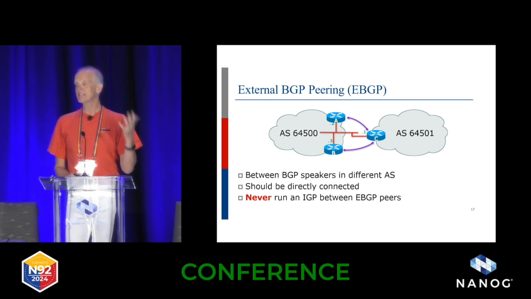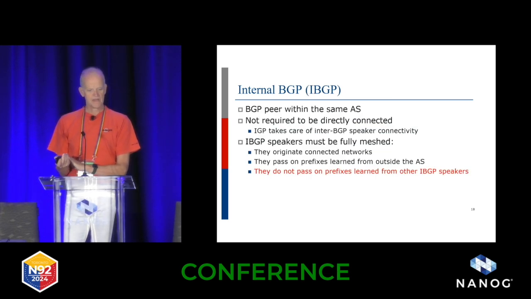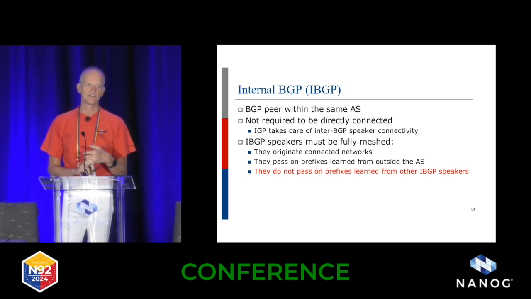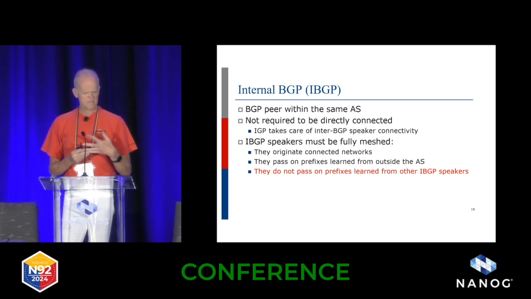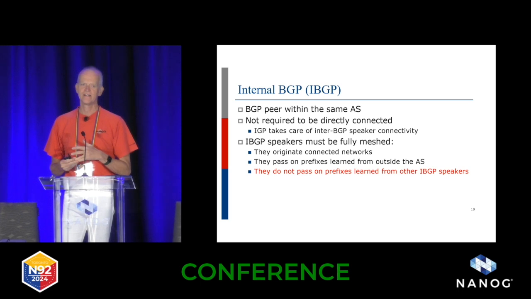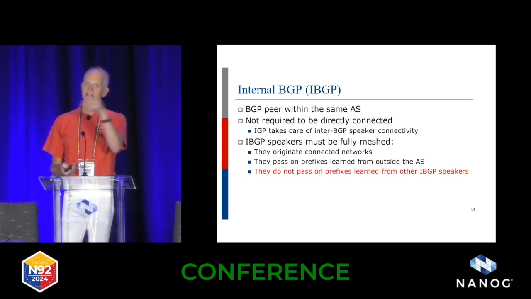eBGP speakers need to be directly connected. That's very important. Whereas for internal BGP, you don't care. You've got an interior protocol, OSPF or ISIS. It's commonly used inside an autonomous system. Cisco has their own proprietary protocol, and some people used to use one called RIP, Rest in Peace. Please don't use that. It's OSPF, ISIS, and everything else, just forget it, for running the IGP inside your autonomous system.